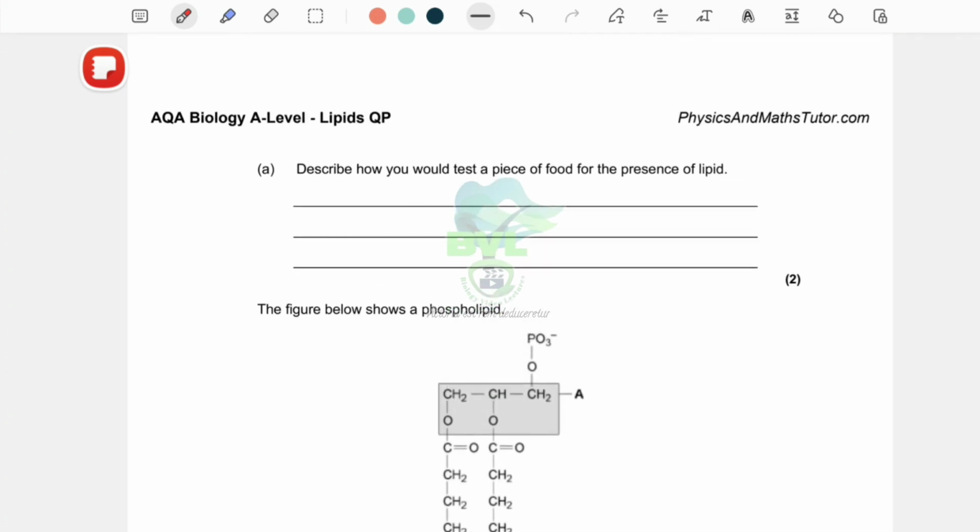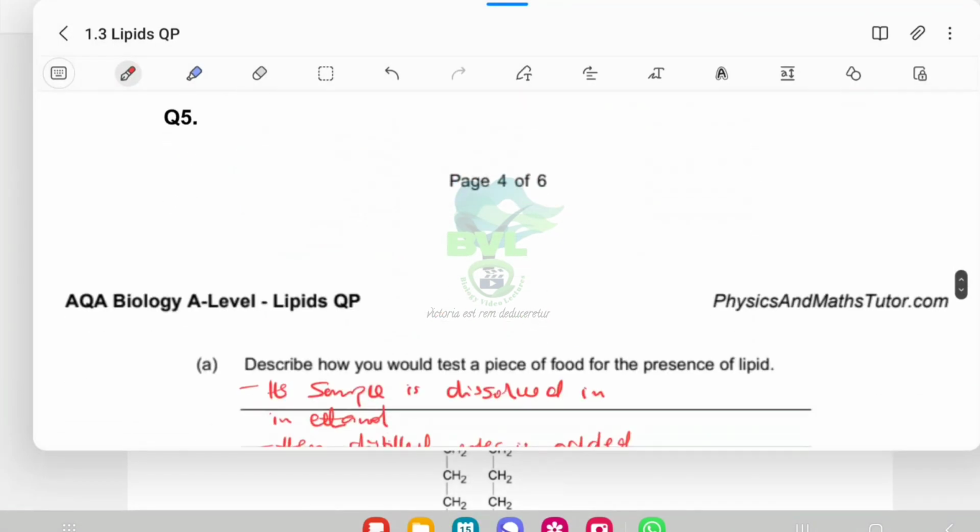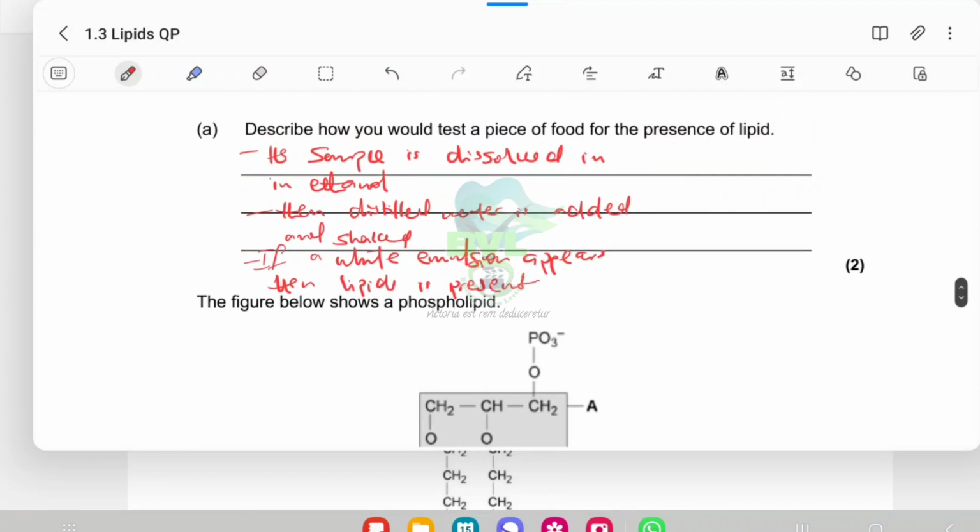So this question 5 is describe how you would test a piece of food for lipid. Basically just what we just did, literally the same thing. I literally just copied that and pasted that here, because this is a past question from a different past paper, so that's why it's repeated. So the sample is dissolved in ethanol, distilled water is added, shaken. If a white emulsion appears, lipid is present. Okay.